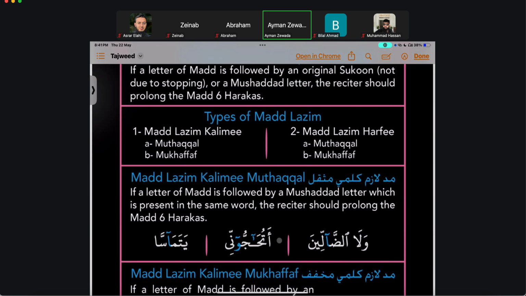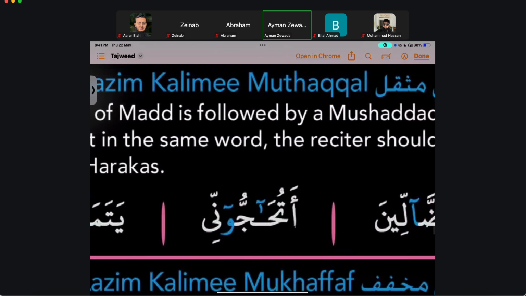You have here, by the way, a very, very rare exception. It's double. There are 2 of these mads in this one single word. This is the only time it ever shows up in the Quran, in Surah Al-An'am. The first one, you have the mad on top of the alif, all right? Within the same word, you have a jim with a shadda. That's why this becomes mad lazim kalimi muthaqqal. The waw, same thing. It's followed by a noon with a shadda in the same word. So we're going to pronounce it 6 harakat.